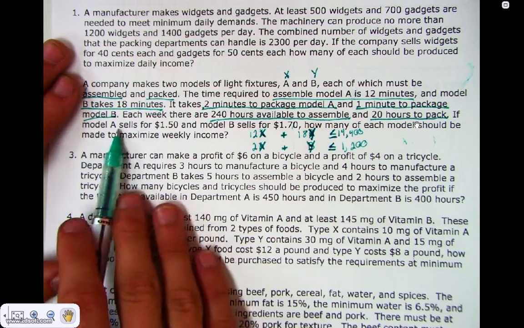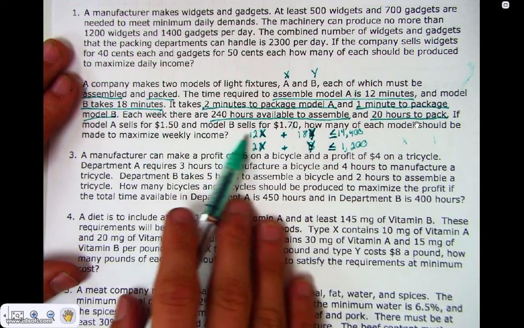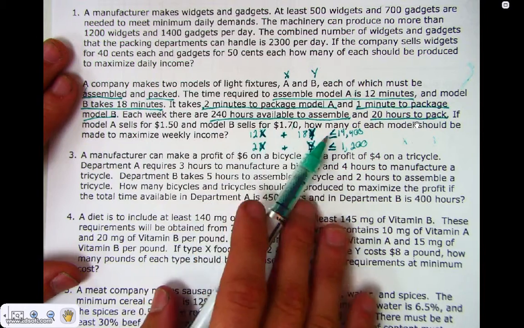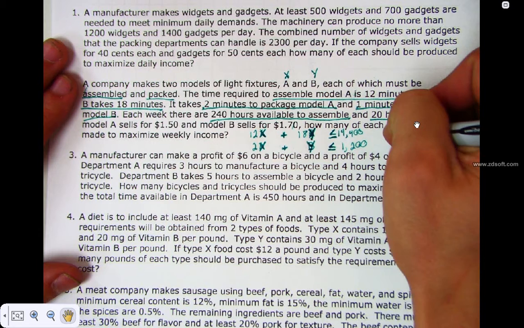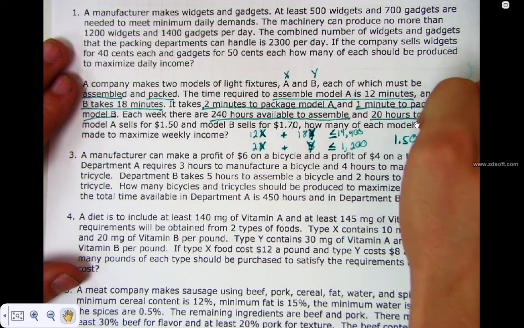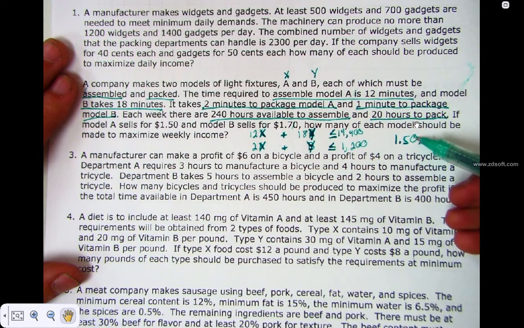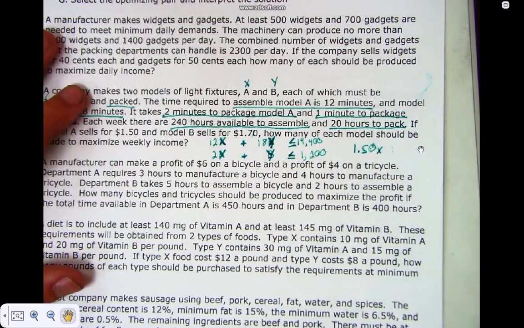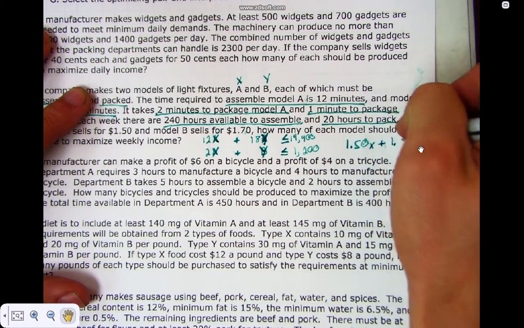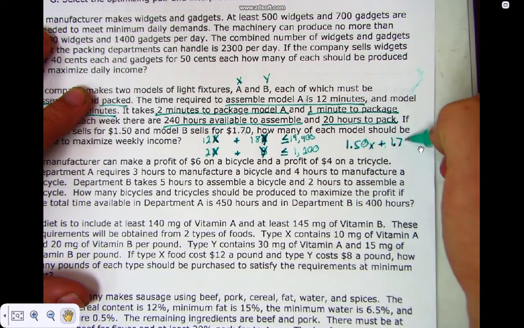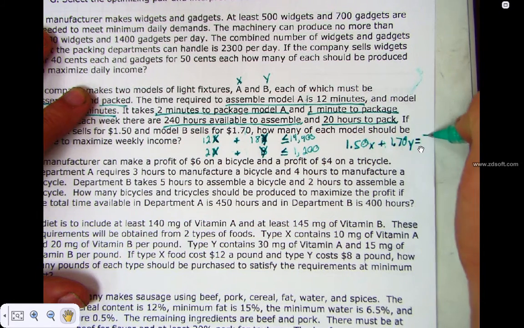If model A sells for $1.50 and model B sells for $1.70, how many of each model should be made to maximize weekly income? So if model A sells for $1.50, then for every model A I make, I multiply it by $1.50. That tells me how much money I'm making on model A's. Next, for every model B I make, I multiply it by $1.70. And that's going to equal my total income.